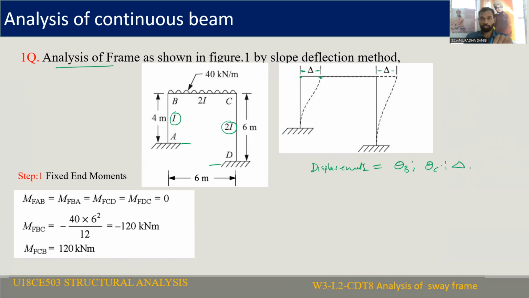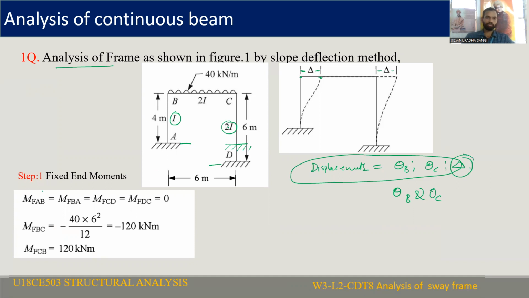If it is a non-sway frame, let us say the supports are at the same level and the moment of inertia is also the same, then the unknowns are only theta b and theta c. For a sway frame, one additional unknown will be there, that is delta. So we have to be careful about this delta. Okay, now I will show the step-by-step procedure.